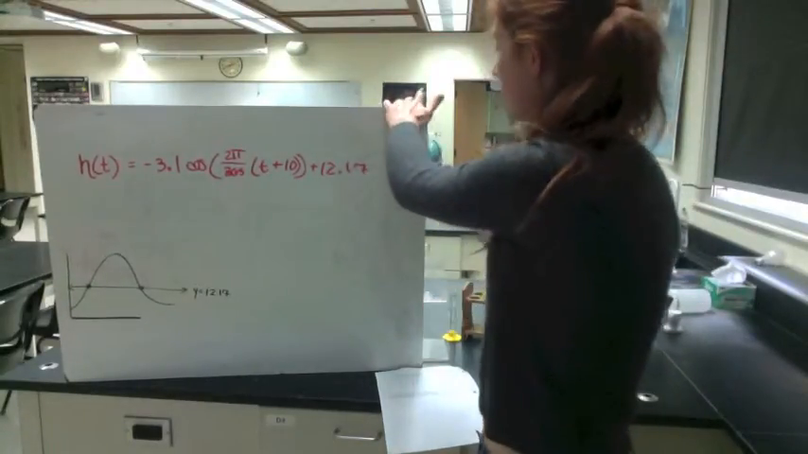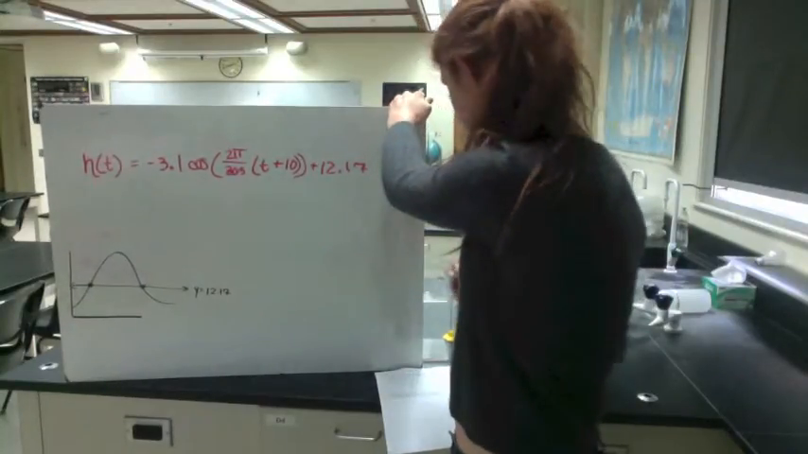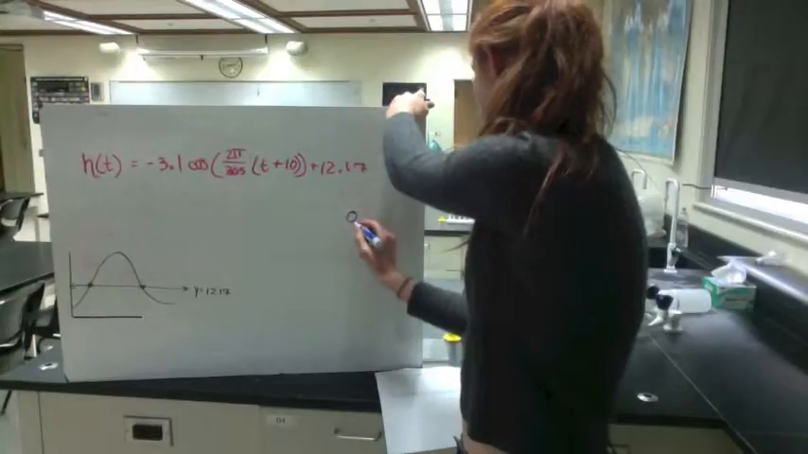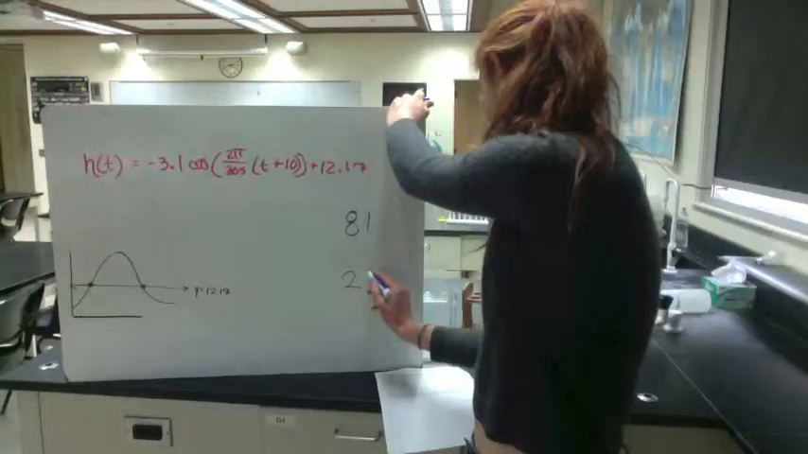we will have about a 12.17 hour day. And then we also learned that the second intersection point is about 263.